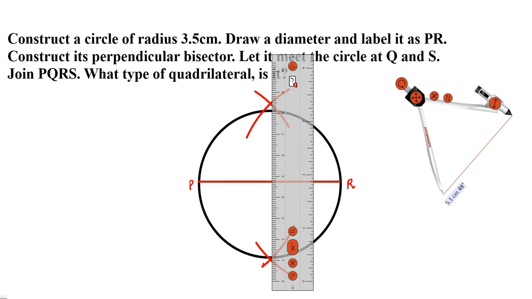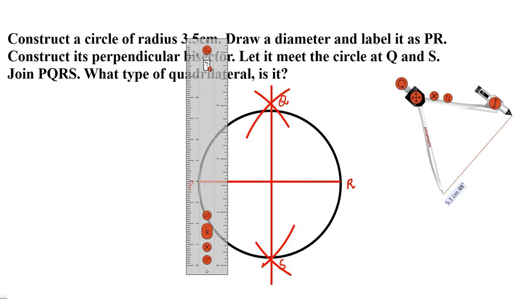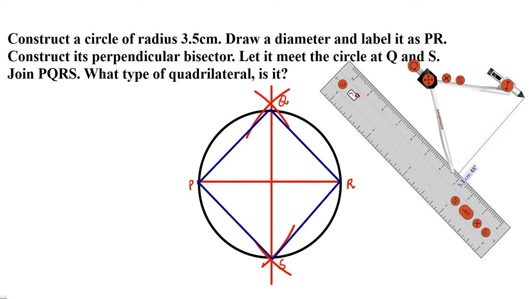On joining these two points of intersection of the two arcs, we'll get the perpendicular bisector of PR. This perpendicular bisector meets the circle at two distinct points. These points are Q and S. On joining PQRS, we'll get a quadrilateral, which is a square.